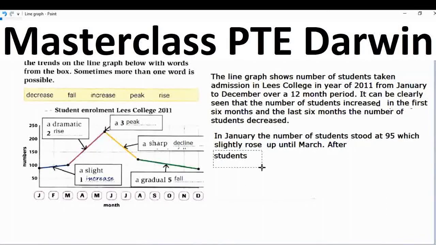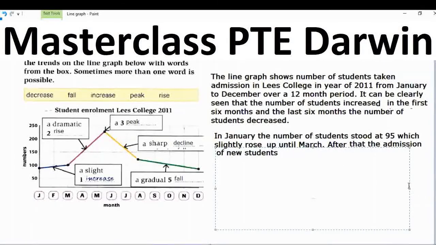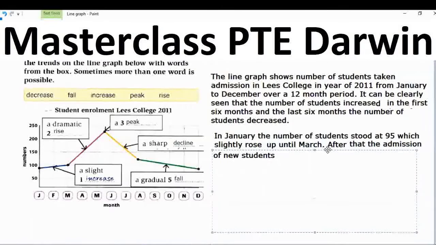So students, they are saying enrollment. So after that, what happened? You can say after that the admission. Okay. Admission of new students. Or we can say admission of students. What kind of increase did they have? Dramatic rise. Okay. Dramatic. After that, the admission of new students.